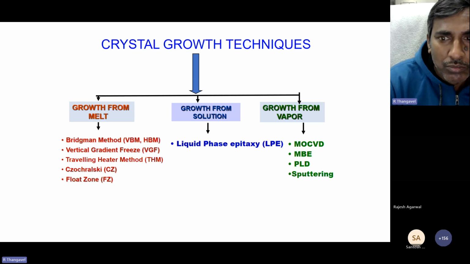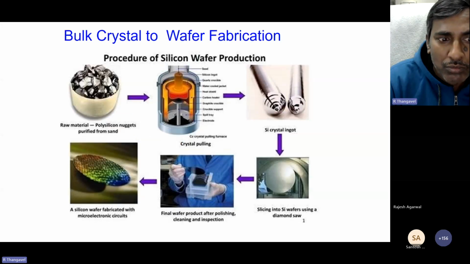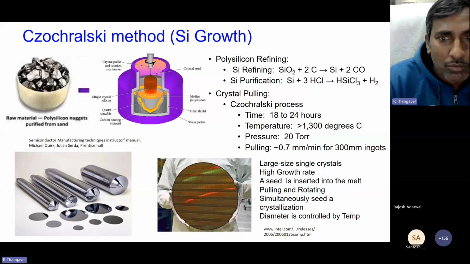The advantage of this Czochralski method is large size single crystal and high growth rate. A seed is inserted into the melt, pulling and rotating simultaneously. The crystal diameter is controlled, and diameter can also be controlled by the temperature. After growing, it is sliced, and this is the final fabricated wafer. Now using Czochralski technology, germanium can also be grown by the CZ method. Then again crystal cutting, slicing, and the wafer can be fabricated.